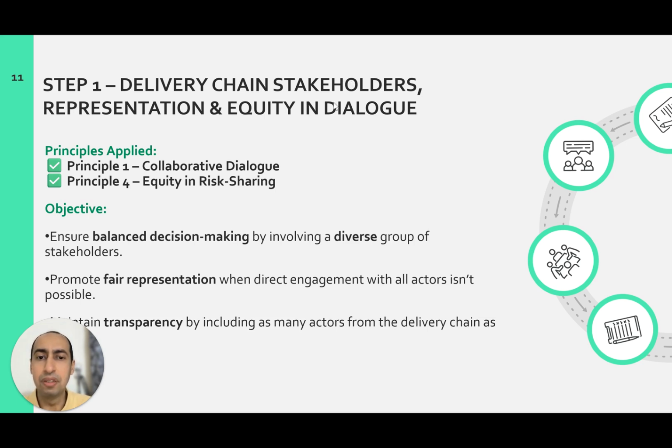Here it's very important to ensure that we try to get a fair representation of the different stakeholders. Sometimes it's quite difficult to do that because of the number of organizations within the delivery chain. However, we can take a balanced approach between the back donor, international NGOs, and national NGOs to ensure that the power balance is there, and that the essence of risk sharing is not missed from the beginning, from the first step.